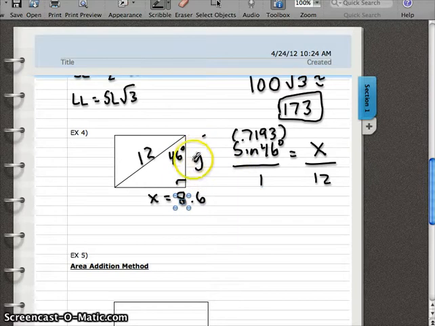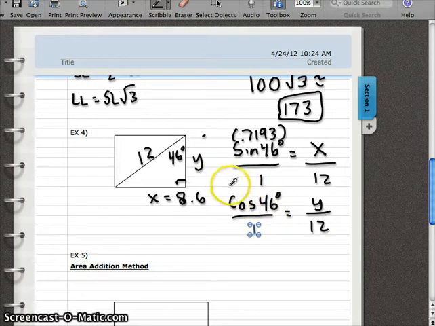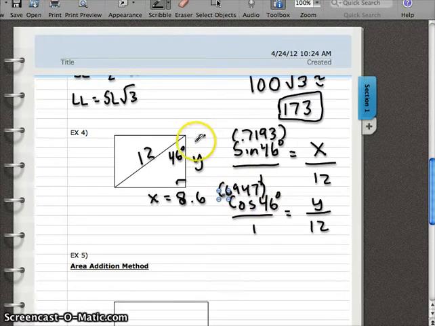In order to find that, that is the side adjacent to our angle. So we know we need to use the adjacent side and hypotenuse. That tells us that we need to use cosine. Cosine of 46 degrees is equal to adjacent side over hypotenuse. So again, we're just cross multiplying. Find the decimal value of cosine of 46 degrees. It's approximately 0.6947. So when you cross multiply 12 times 0.6947, you get approximately 8.3.